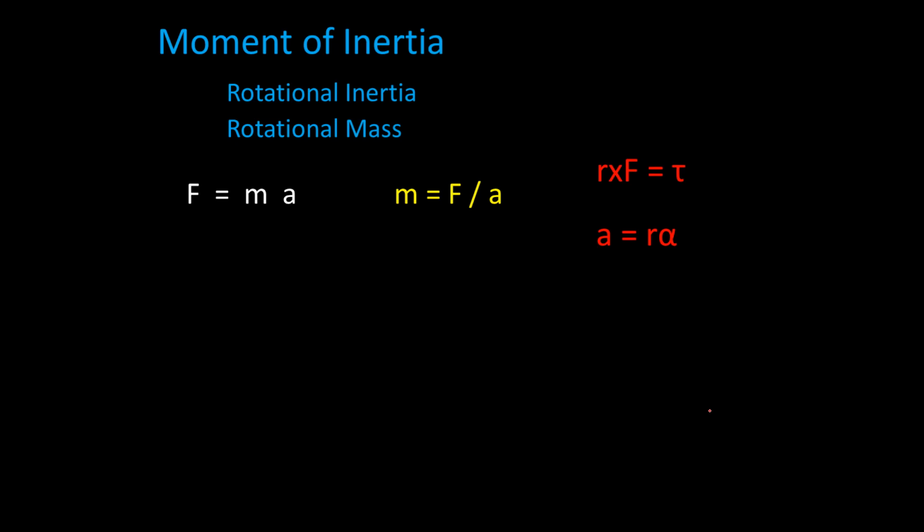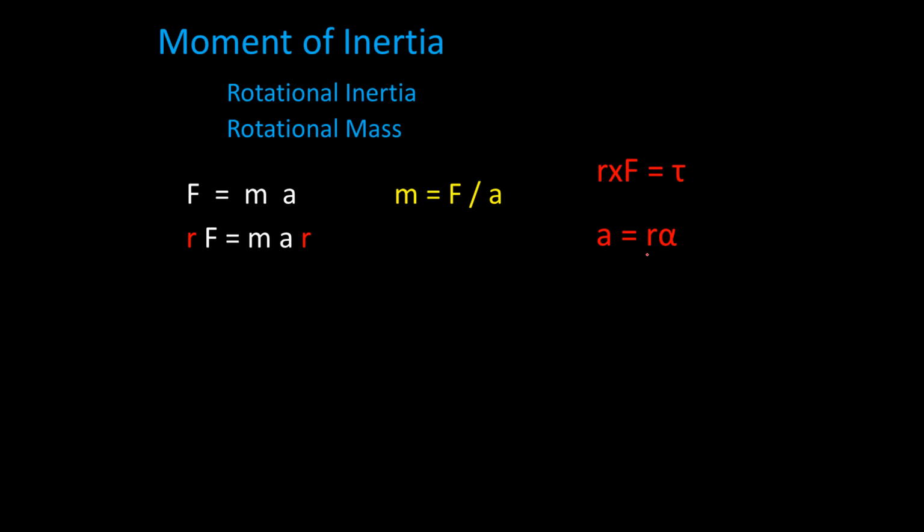Just a couple of reminders of things that link our linear and rotational world. First, if we have a force at some distance from an axis of rotation, it produces a torque, or a twisting force. And acceleration and angular acceleration are related by the radius. All right.